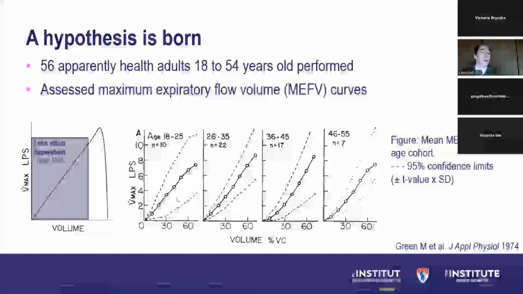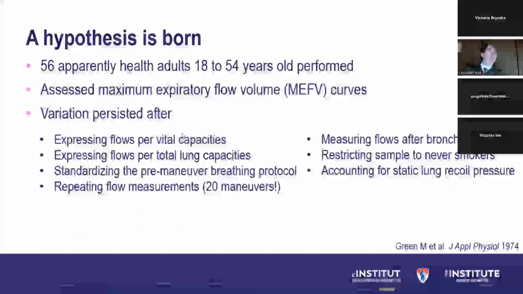And so they were struck by how wide this curve was. It was evident in 18 to 25-year-olds and all the way up to 46 to 55-year-olds. And that was really the thrust of their paper. What did they do next? They tried to identify systematically the source of this variation. As I mentioned, they expressed it per vital capacities. The reason they did this was they thought maybe the flows vary based on the size of the lung.